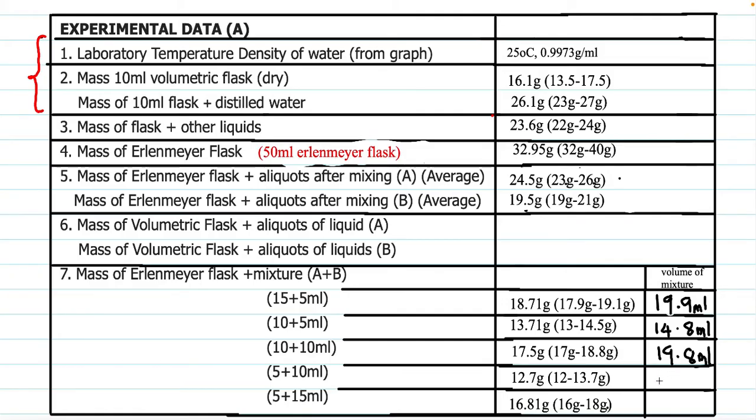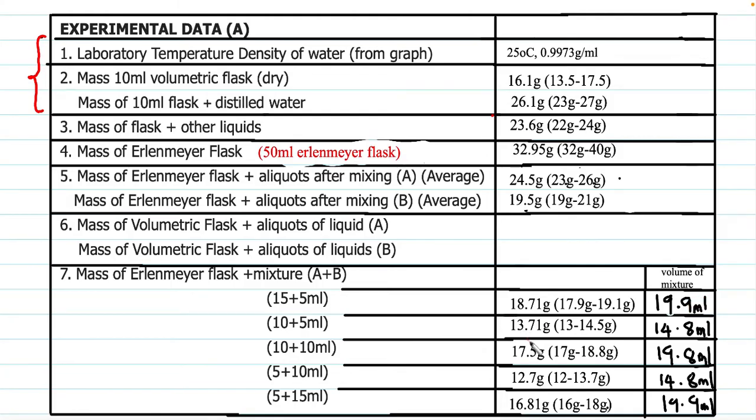But I'll come here, I'll just write 14.8, and here I will just write 19.9 mil. So whenever we are solving for the density of this mixture, this is the mass of the mixture, right? For this first mixture, this is the mass of the first mixture. So the density of this mixture is going to be this mass all over this volume to get the density of the first mixture.